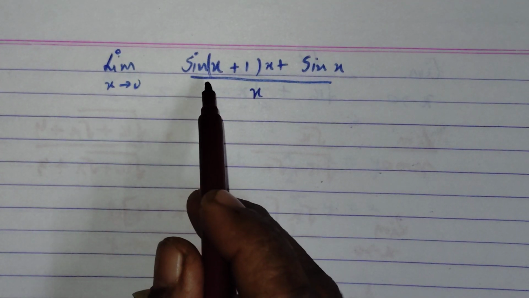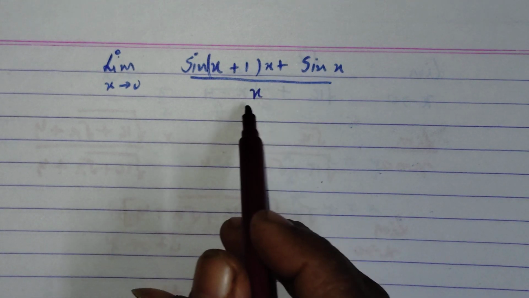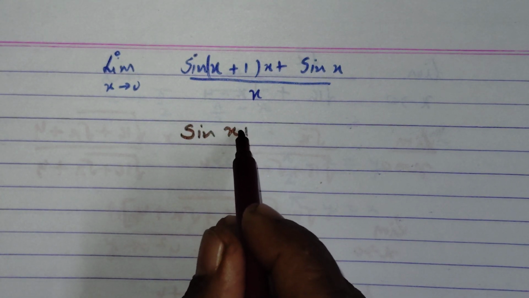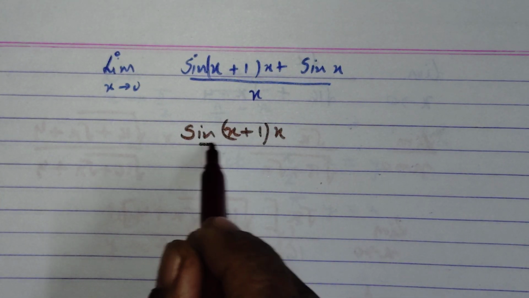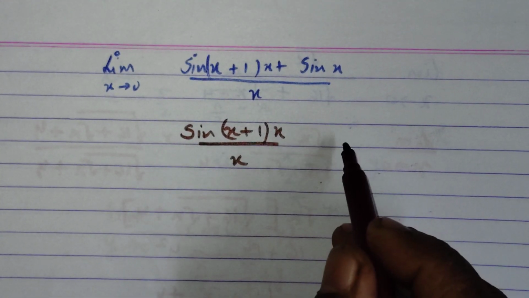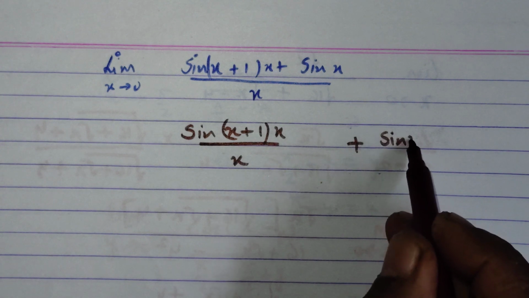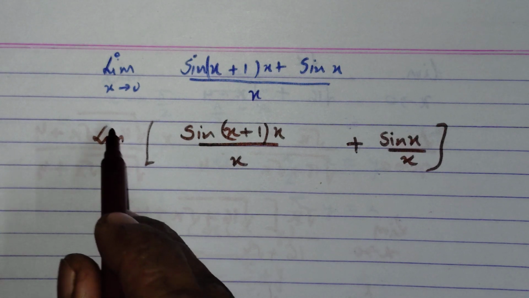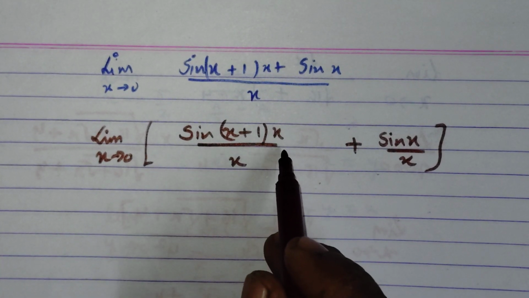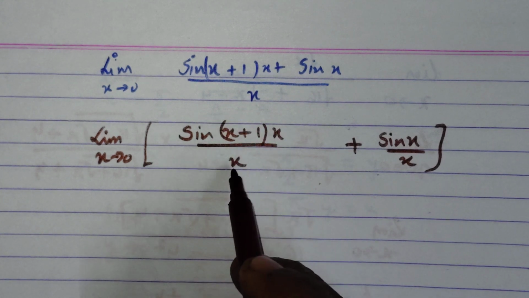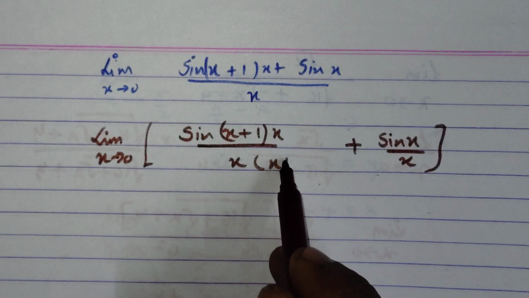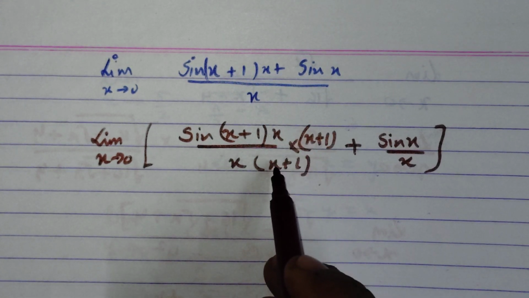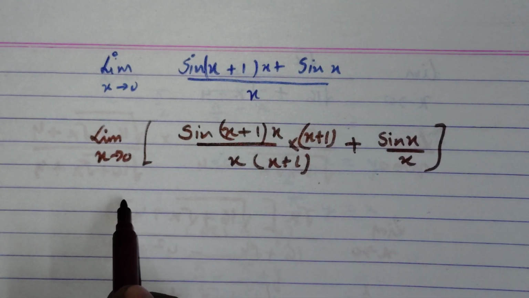Next problem, limit x tends to 0, sin x plus 1 upon x plus sin x upon x. So what we do, we need to separate out both the terms. We first shift this and break it, limit x tends to 0. Because the angle is not the same, we multiply both by x plus 1, numerator and denominator, x plus 1, and here it is already 1.